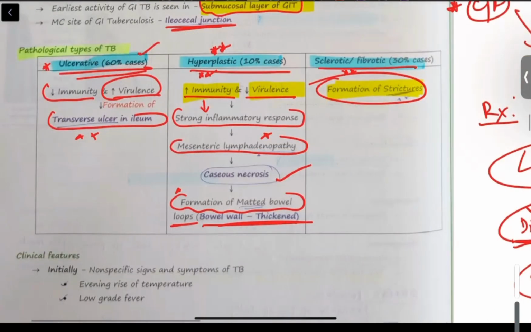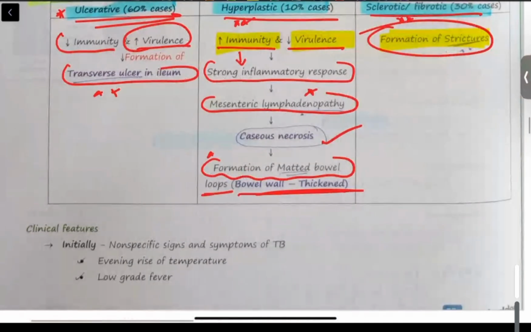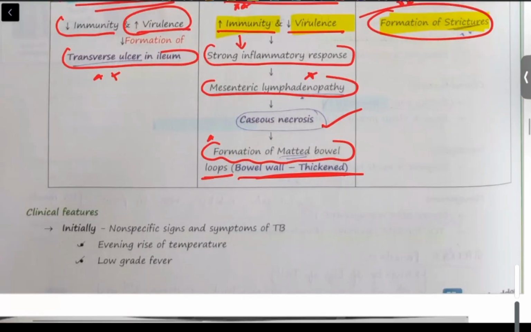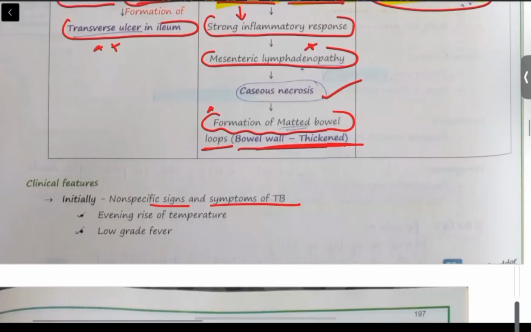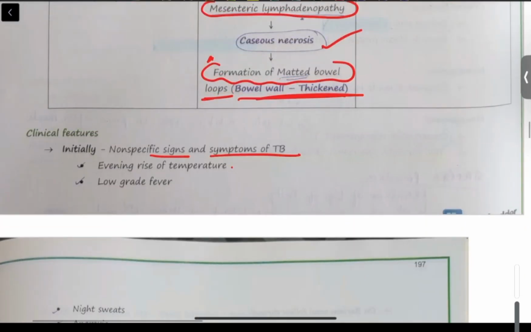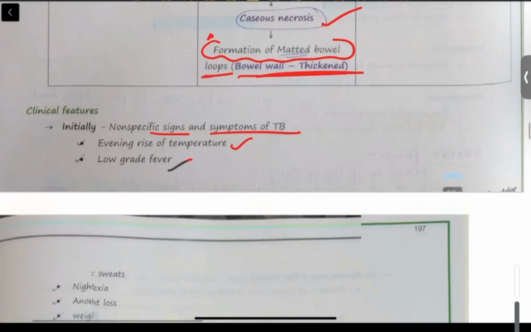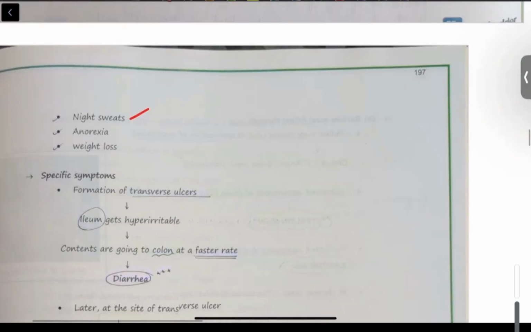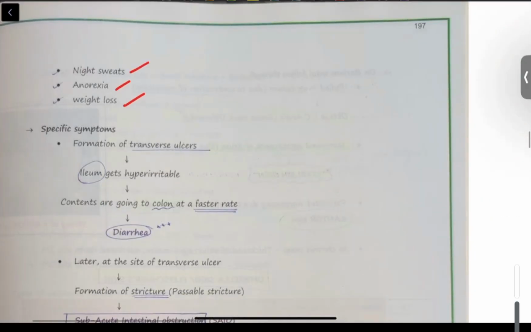Now what will be the clinical features in case of gastrointestinal tuberculosis? Initially, there will be non-specific signs and symptoms of TB only. What are the non-specific signs and symptoms of TB? There will be evening rise of temperature, low grade fever, the patient will have night sweats, anorexia, weight loss, everything will be happening.